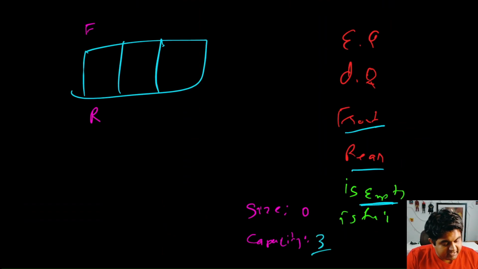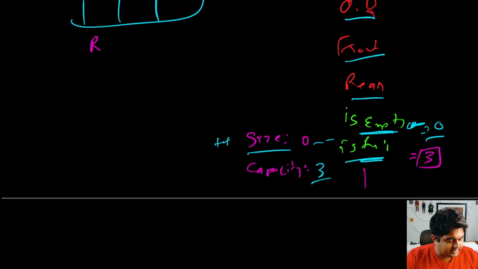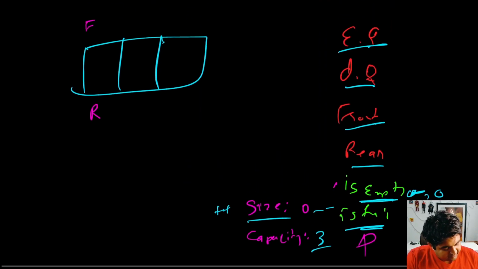Now every time we nq stuff, we are going to do size plus plus. Every time we dq stuff, we are going to do size minus minus. So whenever we have to check whether the given queue is empty, we simply check if the size is equal to 0, then it is empty. If it is not 0, then it's not empty. And for full, we only have to check if the size is equal to 3, or whatever the capacity is. If size is equal to capacity, then it is full. If not, then it's not full. So these two are very easy to manage.